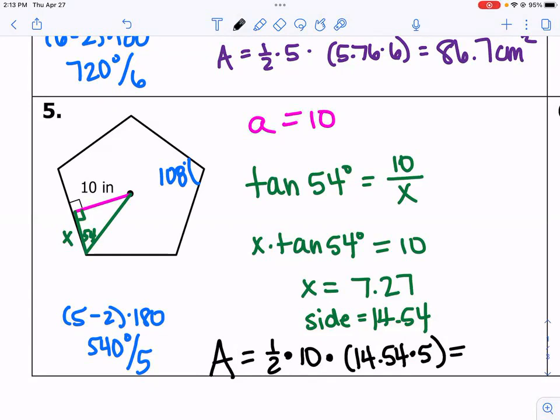Hey, what's our area? 363.5 square inches. Isn't that a fun word to say though? Apothem?